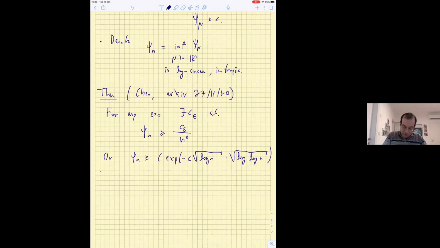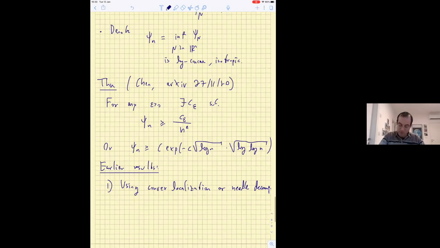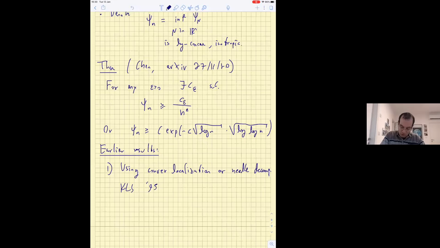Okay, what were the early results? So first of all, Kannan-Lovasz-Simonovits used a technique which was called convex localization or needle decompositions. What they proved, KLS in 95, is that psi n is larger than 1 over n to the 0.5, up to a constant. And this is the first bound. It doesn't really capture the high dimensional nature of the object. So it's a bound actually by the second moment, that is the expectation of the norm of x squared.